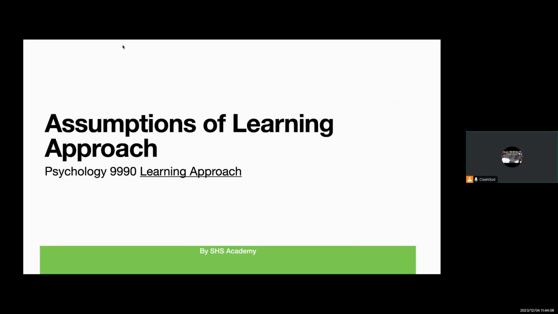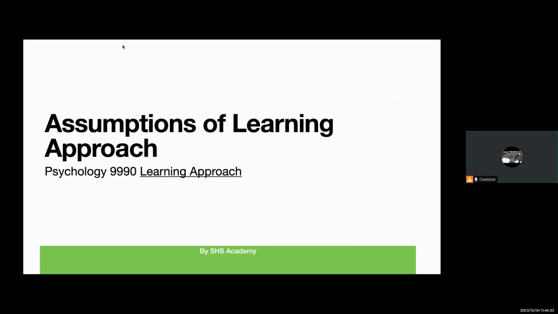Welcome, guys, to the first lesson for the learning approach for Psychology 9990, which is AS and A-level psychology. Now, with each of the four approaches, there are going to be three core studies for each approach. For the learning approach, there's going to be three, social approach, three, biological approach, three, and so on.